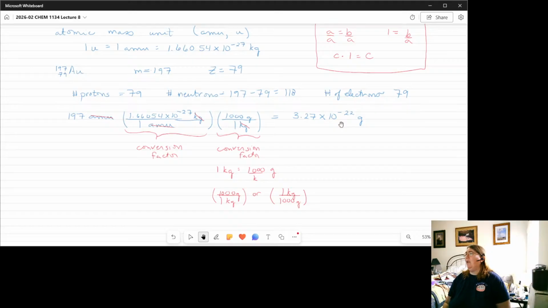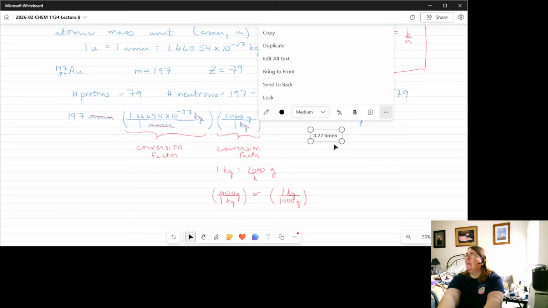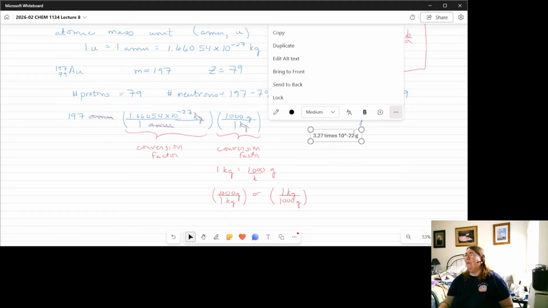Think about this when you're typing this, even today. I mean, think about how you have to actually hand type this. If I were to go to this and type it, I have 3.27. Now I need the times. And X doesn't work. I need the actual times symbol. So now I'm going to have to go hunt a symbol for times and insert it. And then I need the 10. And then somehow I've got to get the minus 22 as a superscript, grams. So now I need to go back and either superscript this. This is a pain.